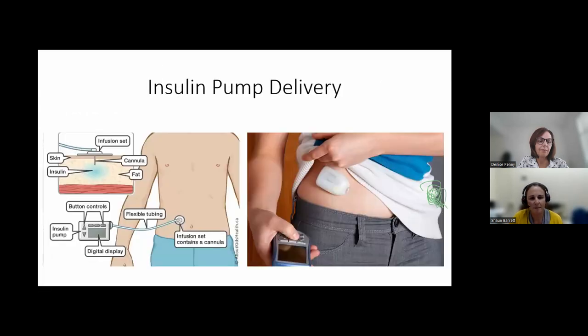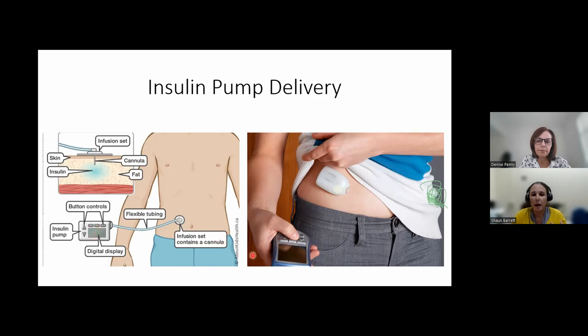So, insulin pumps. I know we talked briefly about the types of insulin we use in pumps. This is just to give you more of a visual. We've got two types of pumps out there, tubeless and tubed or tethered pumps. But essentially they work the same in that the pump has fast acting only insulin loaded in it. It's constantly infusing that fast acting insulin. That's the basal rate.